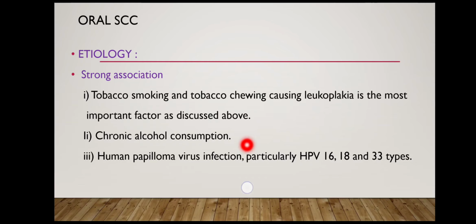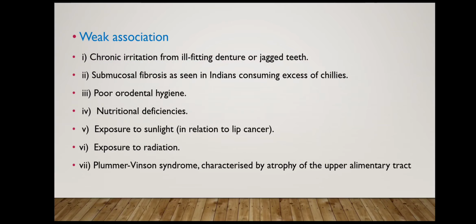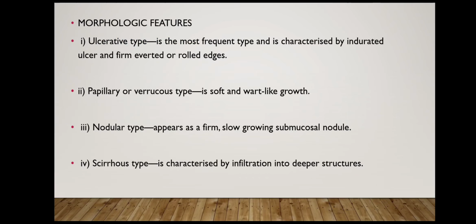We have also read about the HPV involvement in the squamous papilloma, which is because of the benign strains, which are 6 and 11. So here the strains involved in the HPV are 16, 18, 33 and 35. Weak association can occur along with chronic irritation from ill-fitting denture or jagged teeth. Submucosal fibrosis, as seen in Indians consuming excess of chilies, can be seen. Poor orodental hygiene, nutritional deficiencies, exposure to sunlight, exposure to radiation, and Plummer-Vinson syndrome characterized by atrophy of the upper alimentary tract can be associated with SCC.